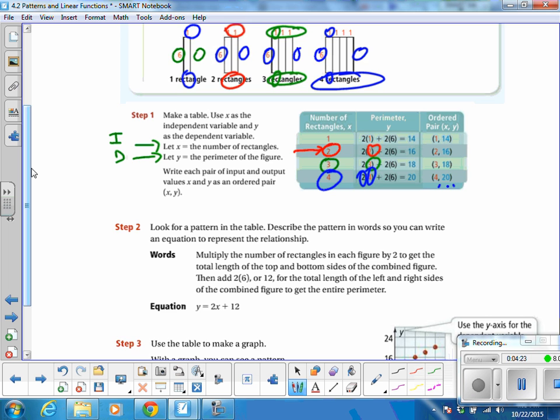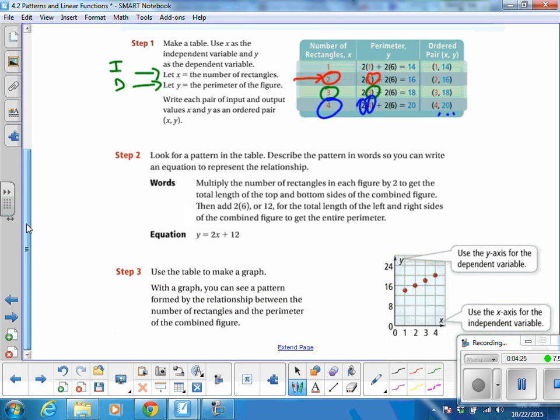So I can use this table and play it out as I look for a pattern in the table. I'm looking for a pattern and describing the pattern in words so I can write an equation. I've got to look for a pattern so I can describe the pattern so that I can write my equation.